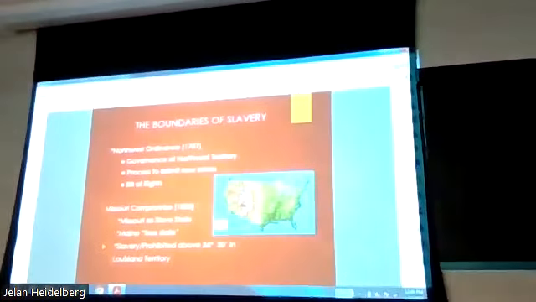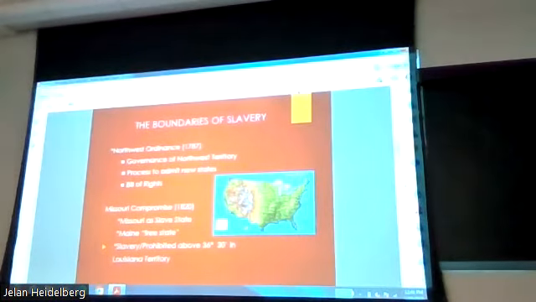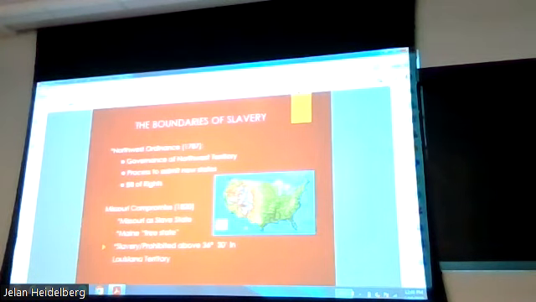Slavery in the new territories to be developed. Well, that didn't work so well, and that led to the Missouri Compromise in 1820.